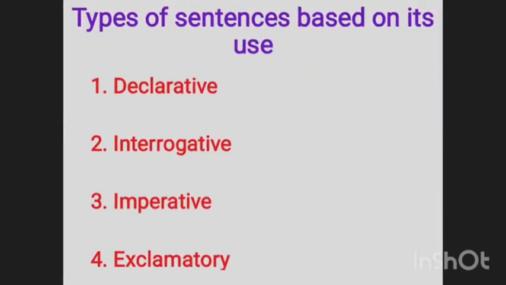Now let's look at types of sentences based on its uses. There are four major types based on the way they are used. First, we have the declarative sentence, the interrogative sentence, the imperative sentence, and the exclamatory sentence. So they are declarative, interrogative, imperative, and exclamatory.